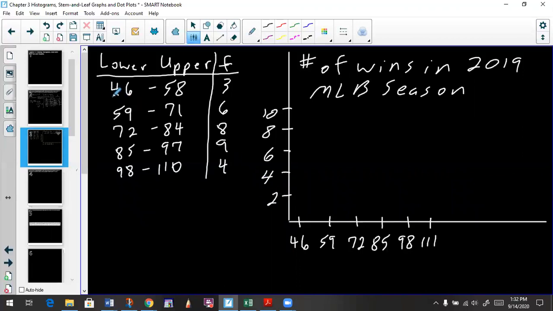So my first bin, 46 to 58, held 3. So my first bar is going to go up to 3. Now, ideally, all of your bins are going to be the same width. I'm doing this by hand. All right, doing the best I can here, but all the bins should be the same width. All these intervals should be the same width. Next bin goes up to 6. So from here, need to continue to 6.